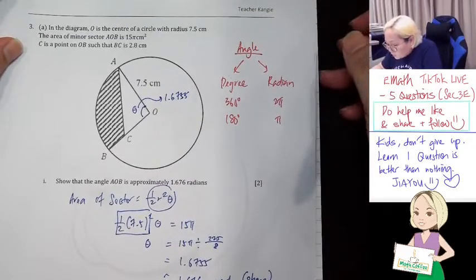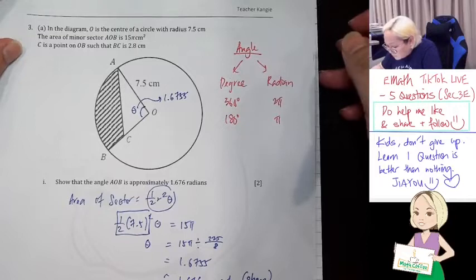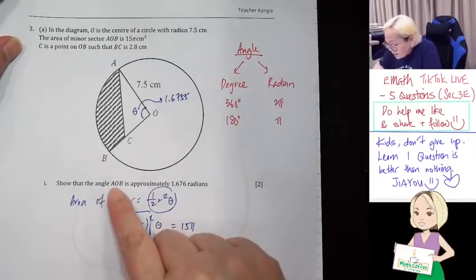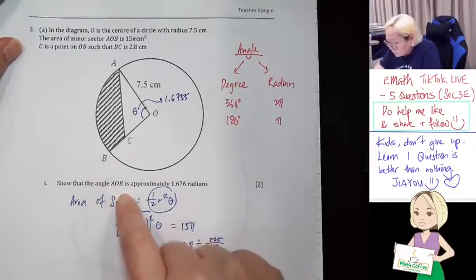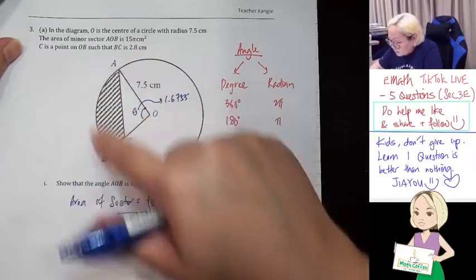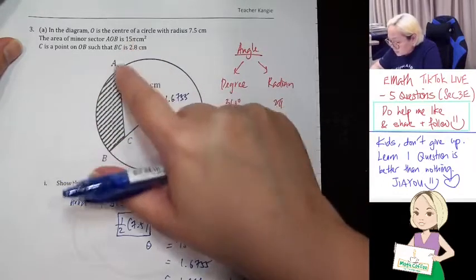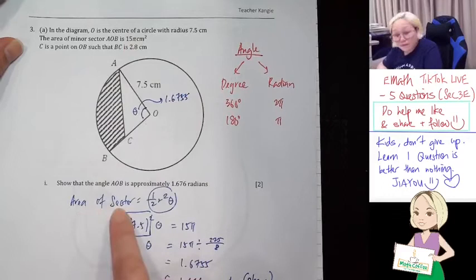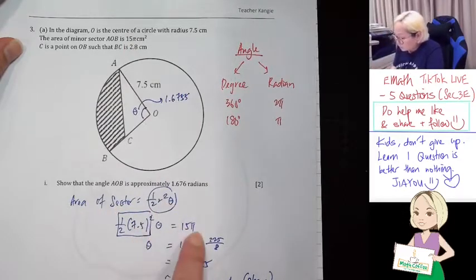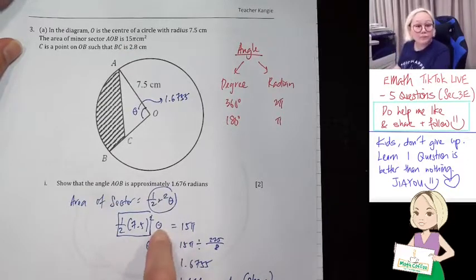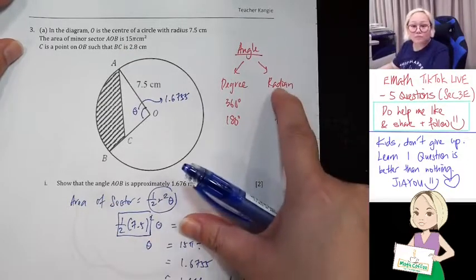How to know if you must find theta? Because they ask you to find angle AOB. I'm given the area of this sector is 15 pi, so I use the formula area of sector equals half r squared theta. So half r squared theta equals 15 pi. The only unknown here is theta, which is the angle, in radian unit.